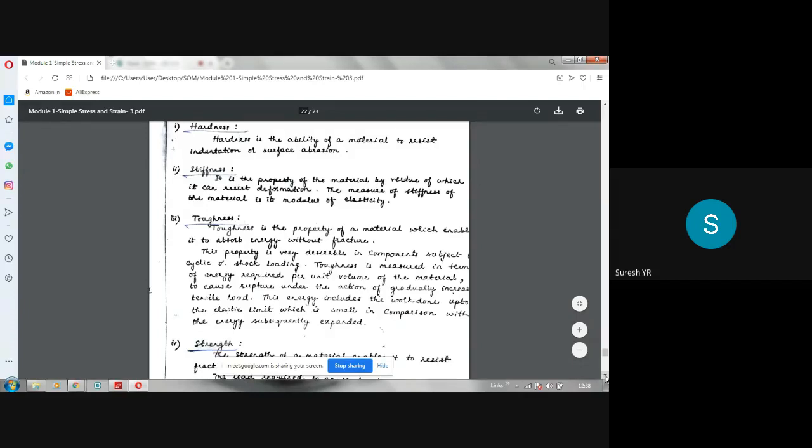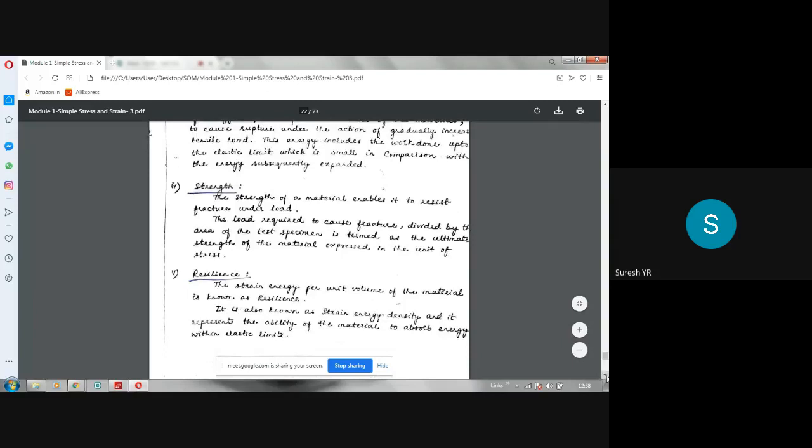So toughness is measured in terms of energy required per unit volume of the material. So that's what I told. Internal energy is going to develop per unit volume. Whatever energy it can store, that is a measure of toughness to cause rupture under the action of gradually increasing tensile load. So normally tensile load is taken as the reference. So when you gradually increase the tensile load, how much energy that material can sustain within itself, that is a measure of toughness. This energy includes the work done up to the elastic limit, which is small in comparison with the energy subsequently expended. So up to the elastic limit, whatever energy it can store, that is a measure of toughness.